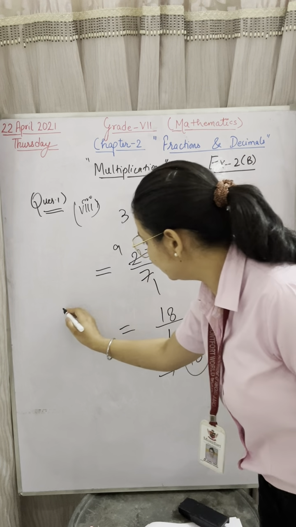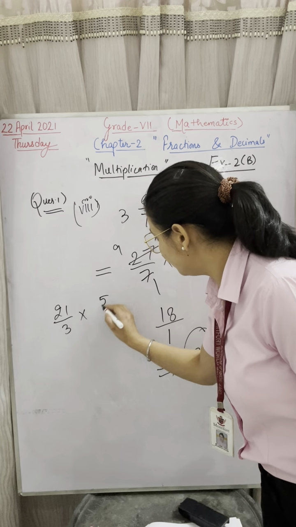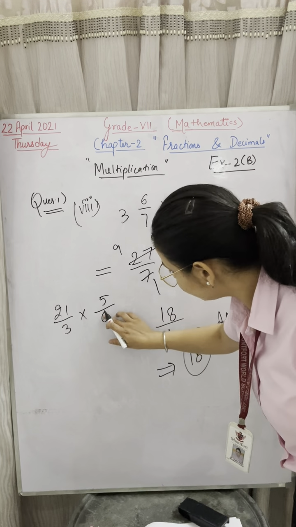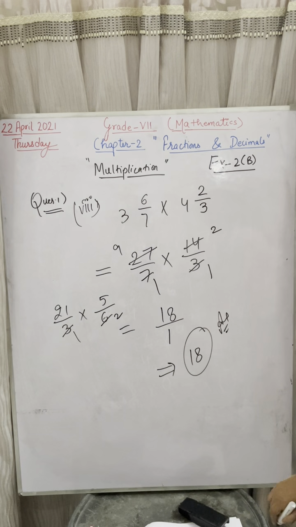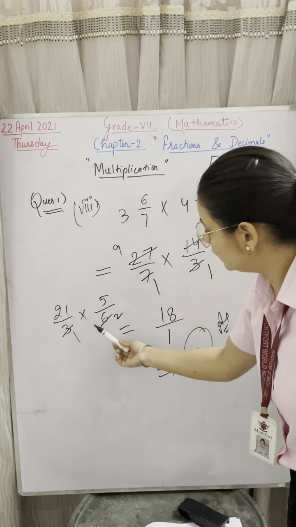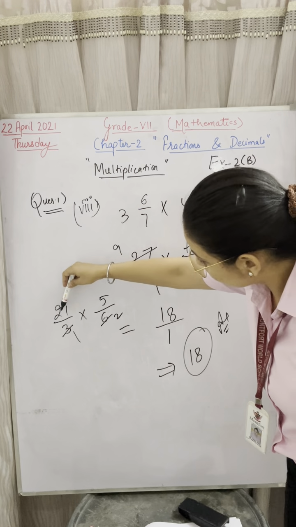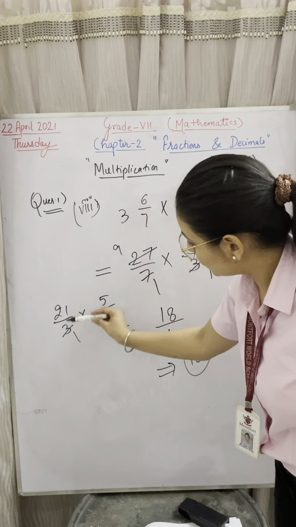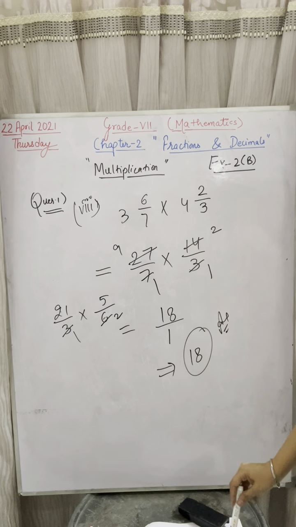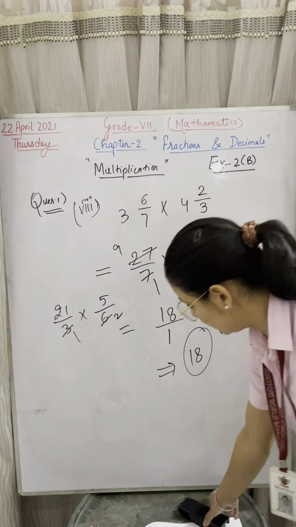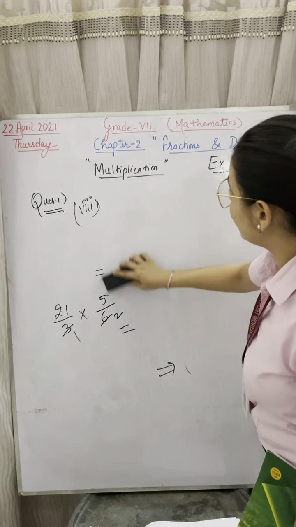Some students are cancelling in this way. Suppose 21 upon 3 is there and suppose 5 upon 6 is there. Some are cancelling 3 ones are 3, 3 twos are 6. No. We can't cancel denominator with denominator and numerator with numerator. We can cancel from here to here, or this numerator with this denominator, or here to here. Okay? Right? Now let's move to the next question, that is question 2. Rest of the parts are your homework.